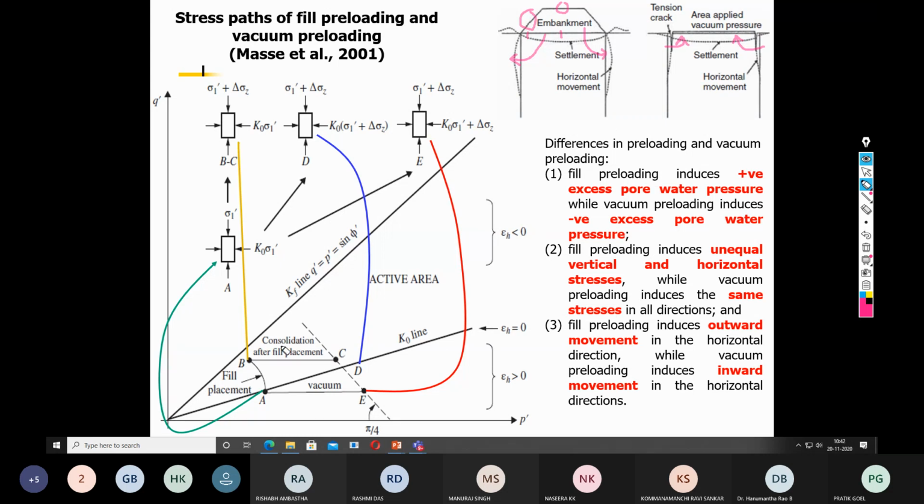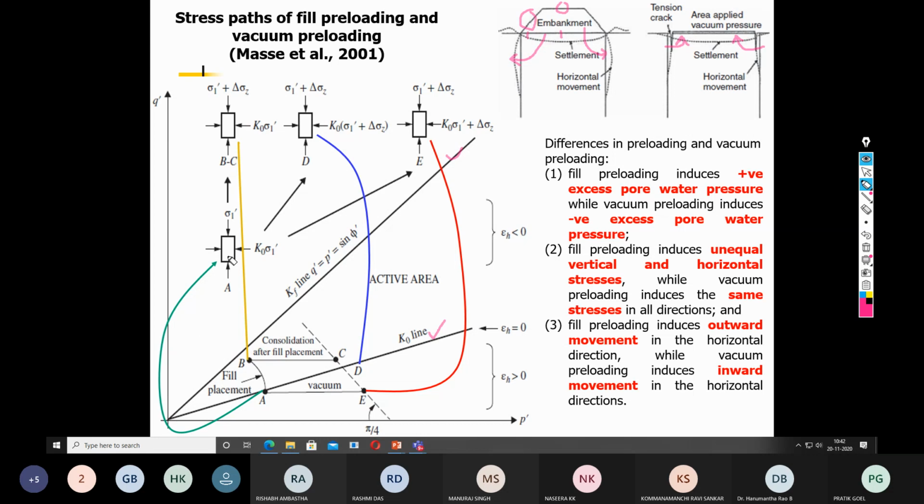And this graph talks about the various stress conditions that are going to develop on the soil sample. So this is the Mohr-Coulomb failure envelope. This line is the Kf line. This is the stress path. So this is the stress path line and this is the K0 line. K0 line means the initial condition that exists in the ground as it is. This is the ground situation and this is the stress path or the failure plane.